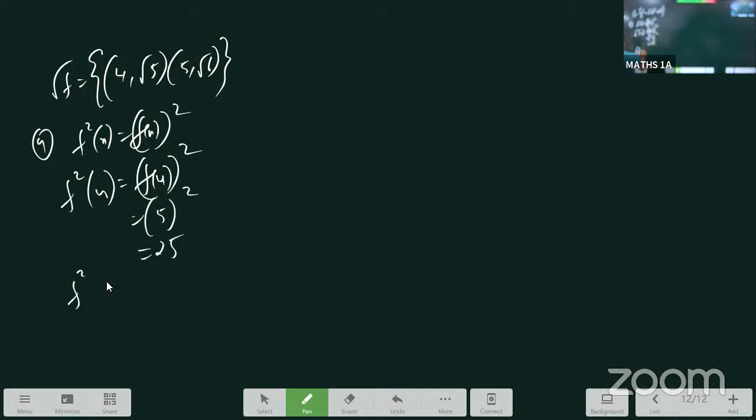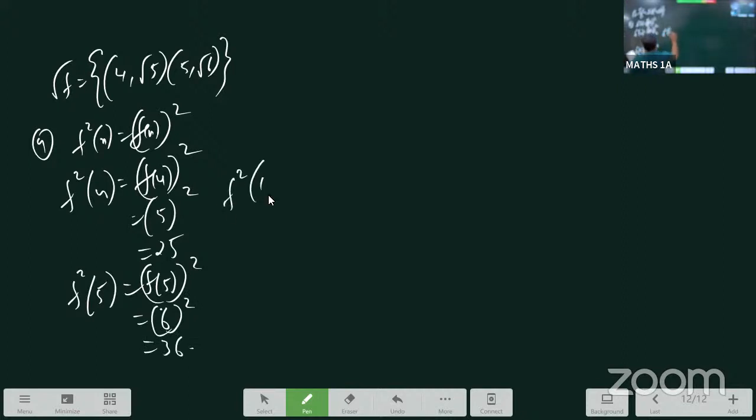F square of 5 is f of 5 whole square. What is your f of 5? 6 square, that is 36. Next, f square of 6 is f of 6 whole square. What is f of 6? It is minus 4 whole square, that is 16.